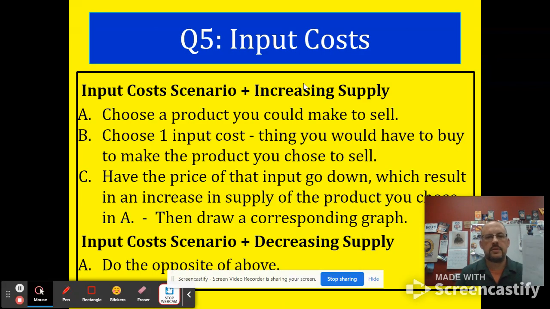And then for your scenarios, you have the instructions here. You just choose a product that you want to make and sell, choose one input cost, have the price of that input cost go down, and that results in an increase in supply. And then you do the opposite for the opposite scenario. We did this yesterday, so that's why I'm going through this one really quickly. But if you haven't already done that yet, you need to do that on your own using the notes here. The instructions on here are clear.